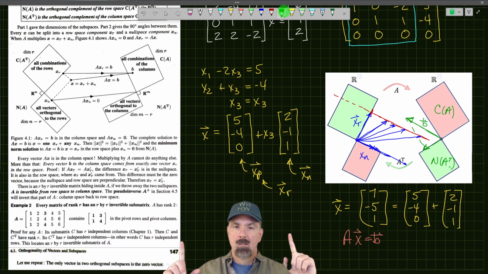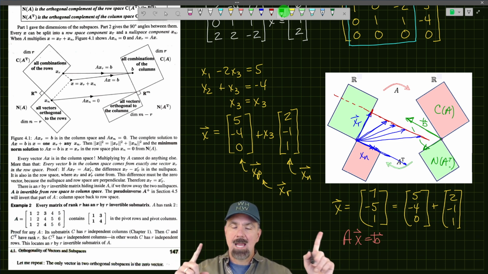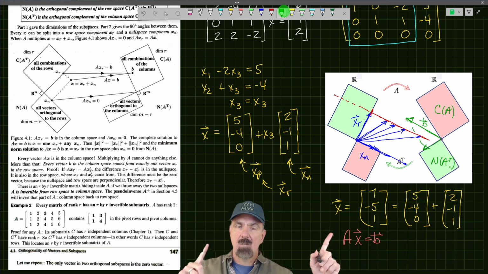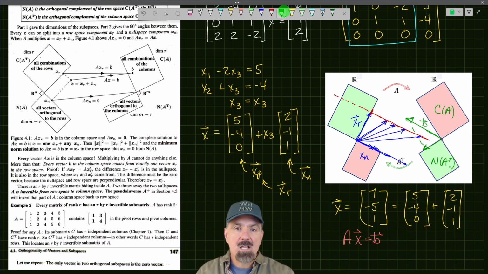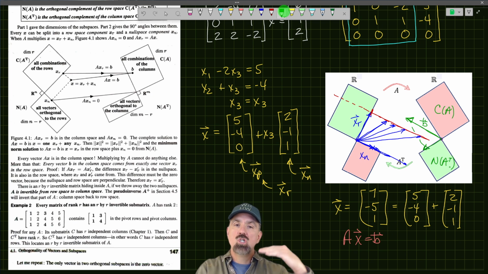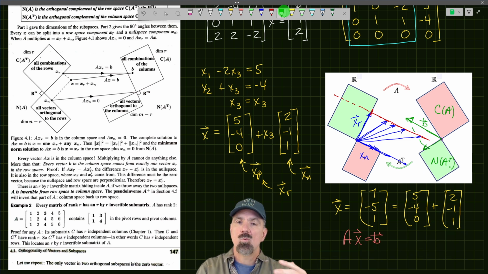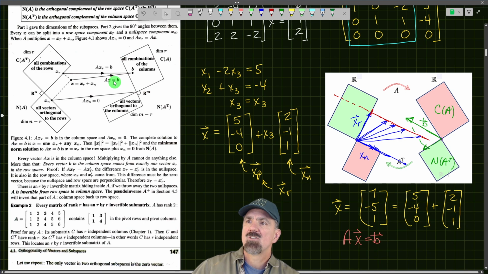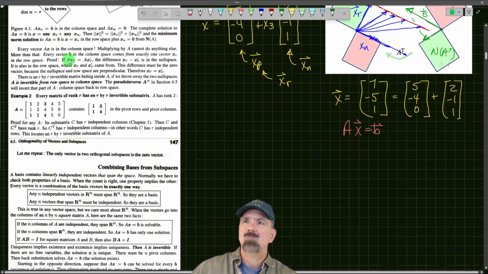There is no X in the input space that will map to that B, because that B is not in the column space. But because the column space and the left null space are orthogonal, we will be able to project the B into the column space, which gives us a problem that we can then solve. That's where we're headed with all of this as we move towards section 4.3. That's the conversation he's having in here.